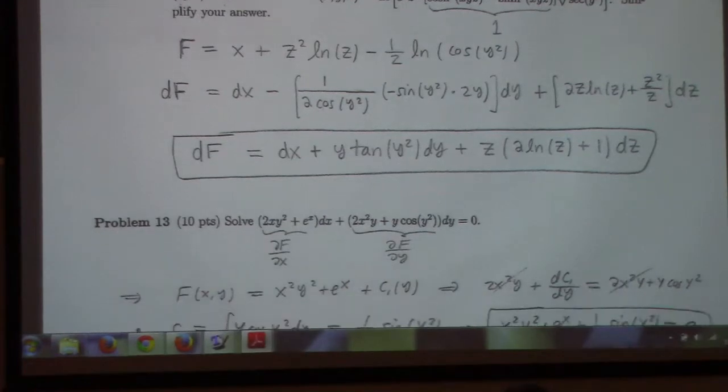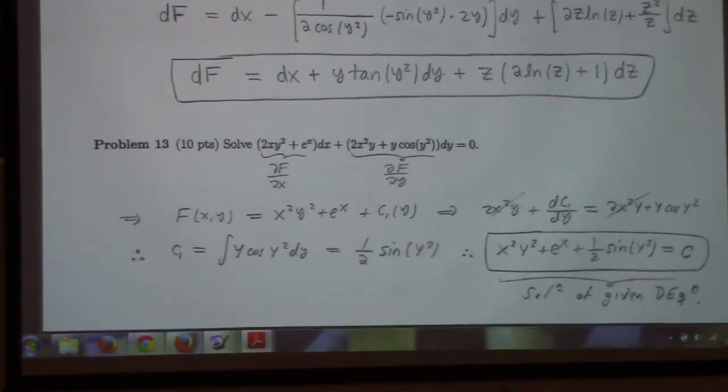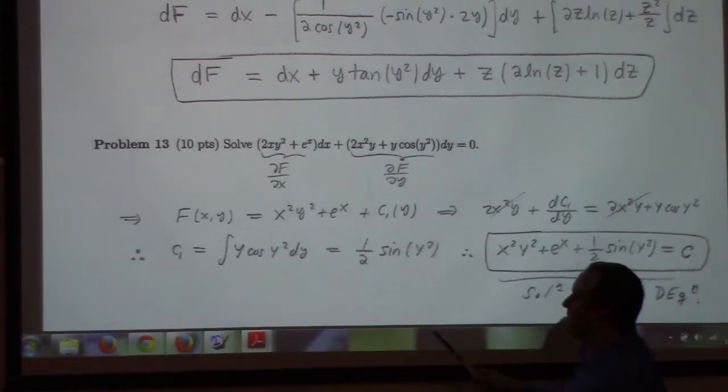Hey, problem 13 is just a standard exact equation, right? I hope you guys can do those by now. I've spent a fair amount, I think I spent more time this year than I have in the past on actually showing you how to do these.